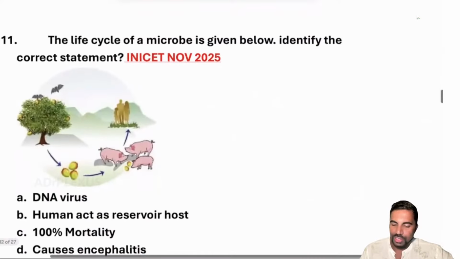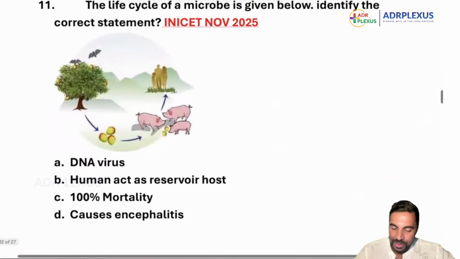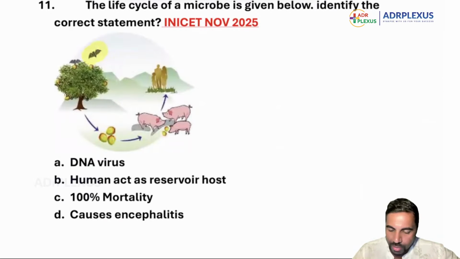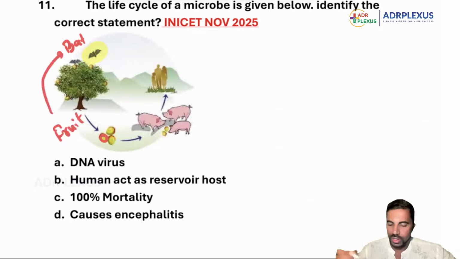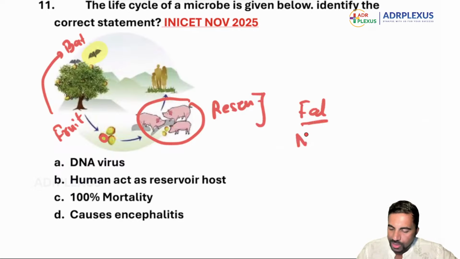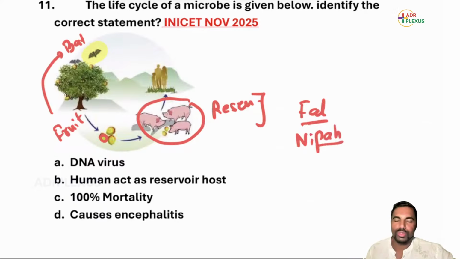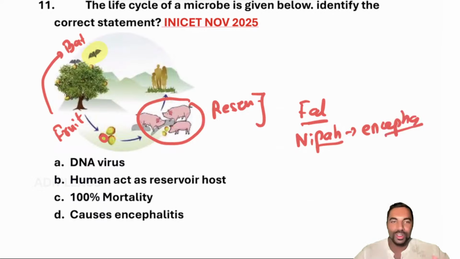Okay, fine. Life cycle of microbe is given below. Identify the correct statement. Nipah has been repeated again and again. I already told, see the clue, the picture: there is a bat eating fruits, so it is basically the fruit bat, and a pig is there. Pig is basically the amplifier. So the clue, everything goes to F: fruit, fur, Nipah sounds like that, and encephalitis. Everything is in that rhyming only.